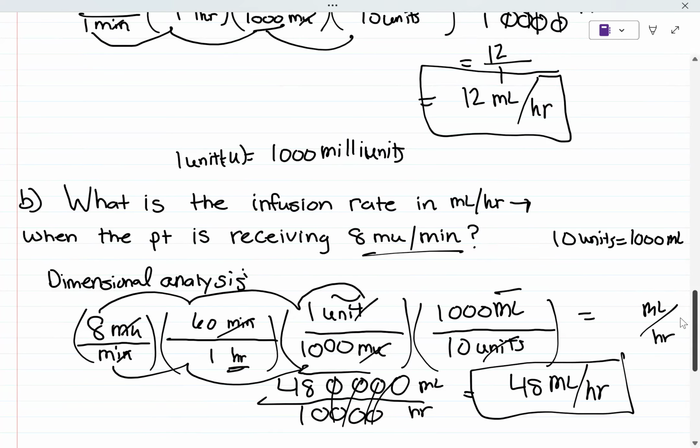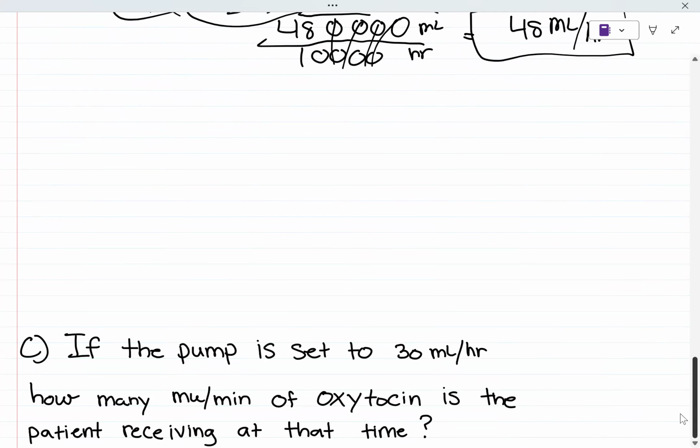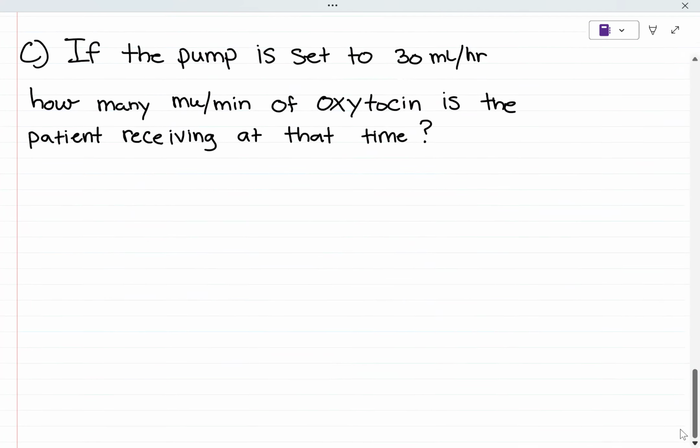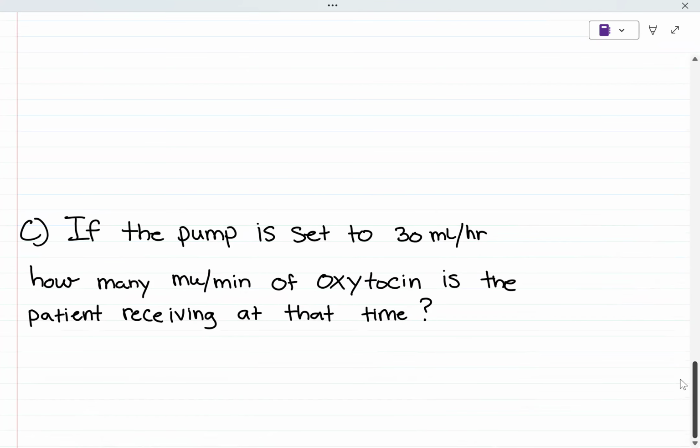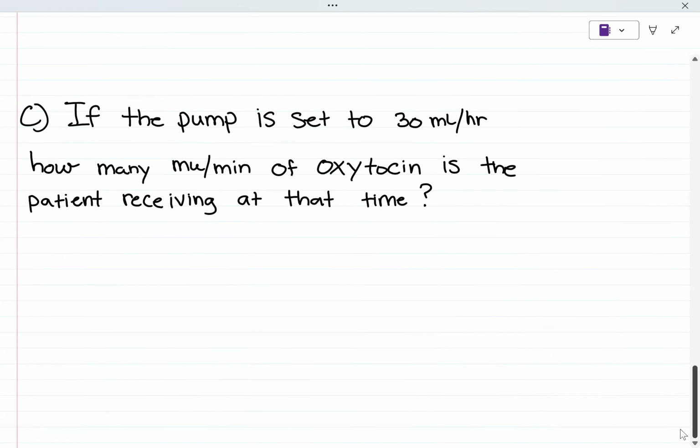Okay, let's do part C, the last part. Part C says if the pump is set to 30 milliliters per hour, how many MU per minute of oxytocin is the patient receiving at that time? So I'm just going to do dimensional analysis. And they tell us to start with 30 milliliters per hour. So that's what I'm going to do.